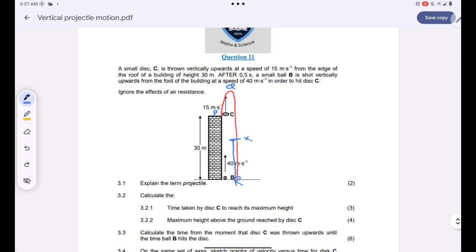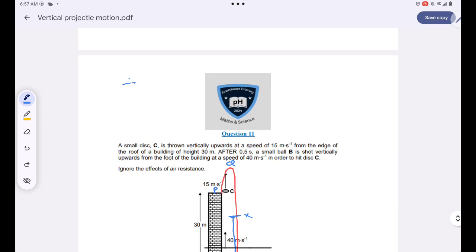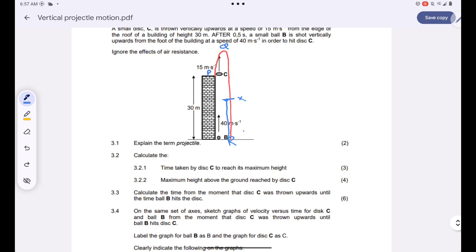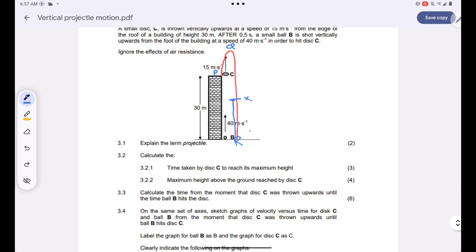Okay, it's important, guys, for us to label the motion because it's easier for us to calculate. And we must declare which direction we're taking as positive. Let's take up as positive.